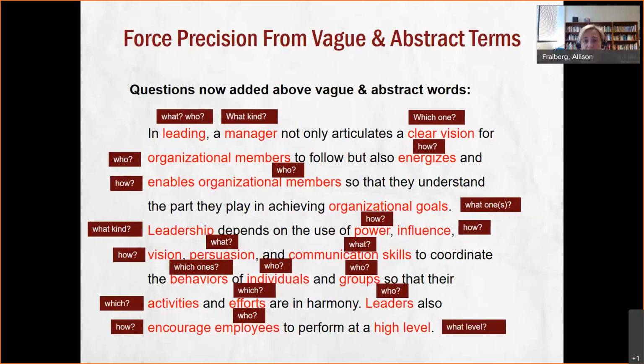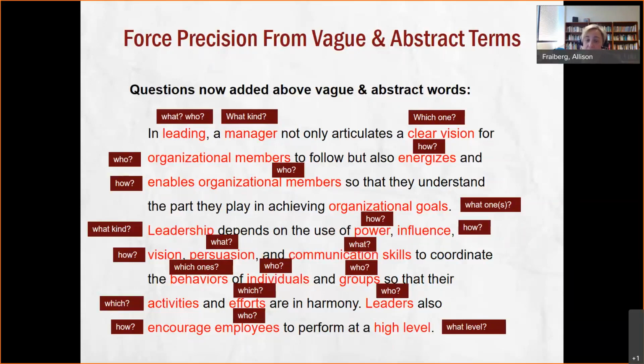To coordinate the behaviors, which behaviors? Of individuals, who? And groups, who? Which ones? So that their activities, again, which ones? And efforts, which efforts? Are in harmony. Leaders, again, who are we talking about? Also encourage employees. How do they do that? To perform at a high level. What level?